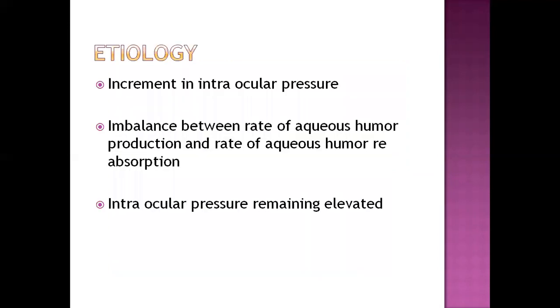Etiology can be, first of all, increment in intraocular pressure, imbalance between rate of aqueous humor production and aqueous humor reabsorption by the eye, and also intraocular pressure remaining elevated. Normal intraocular pressure can be 10 to 21 mm of Hg. If it raises above 21, we can call it raise or increment in the intraocular pressure.